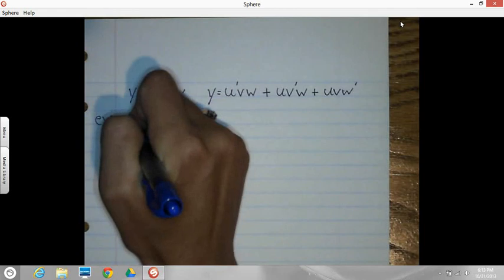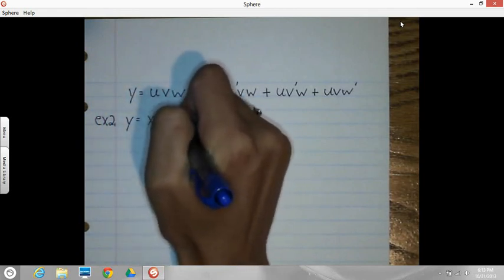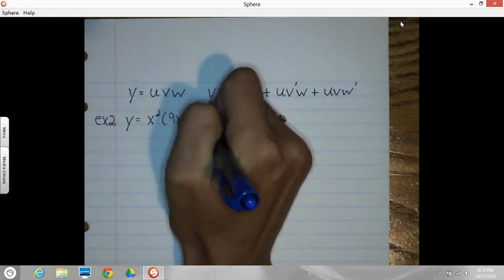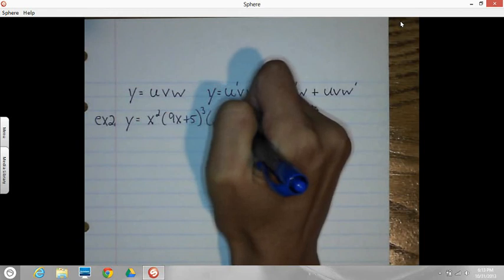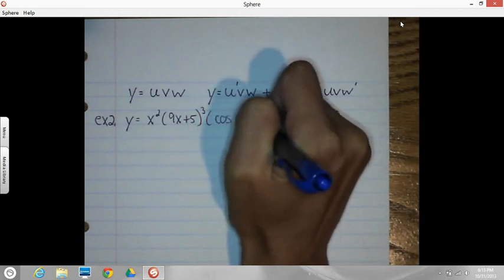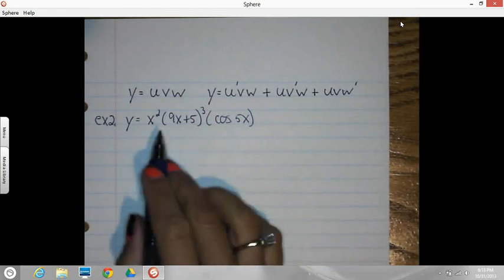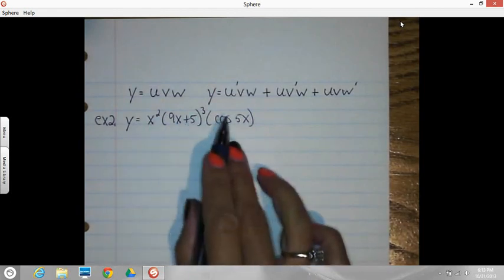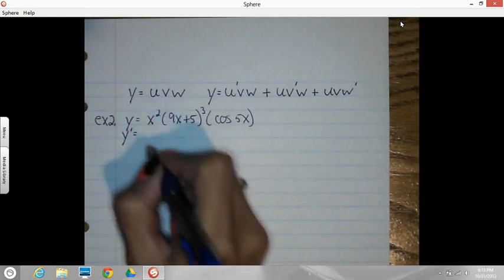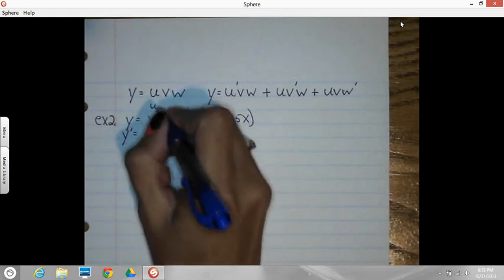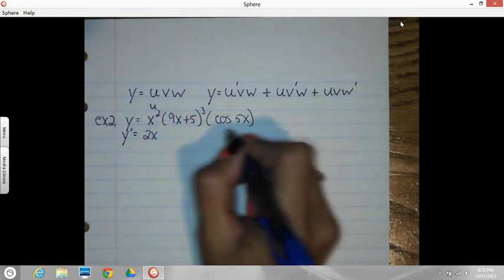So y equals x squared times 9x plus 5 to the third times the cosine of 5x. Okay, you have to recognize this as a product rule with 3 terms. This x term, and this x term. So derivative, we're going to go, here's my u. Here's the derivative of this term, that's 2x. The other 2 x's stay exactly the same, so don't change it.